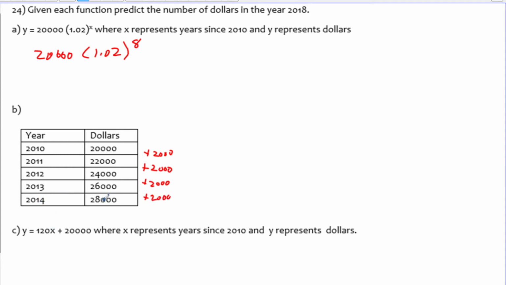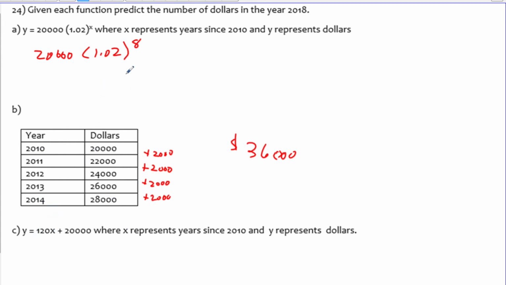So 2015 would be $3,000. 2016 would be $3,200. 2017 would be $3,400, which means 2018 would be $36,000. Okay, so if I keep just adding 2,000 to this list 4 more times, I will get myself up to $36,000 in that year. So just look for the pattern in the table and continue it down, or if they ask for something earlier than 2010, we could also continue it up.